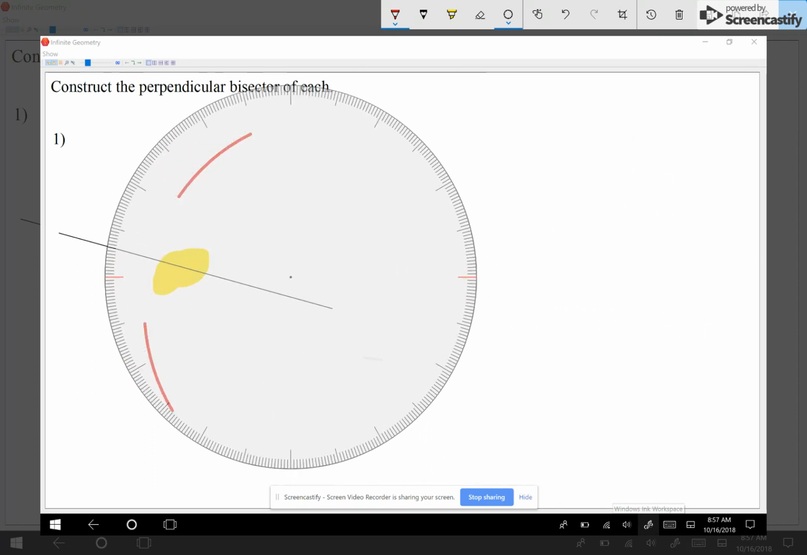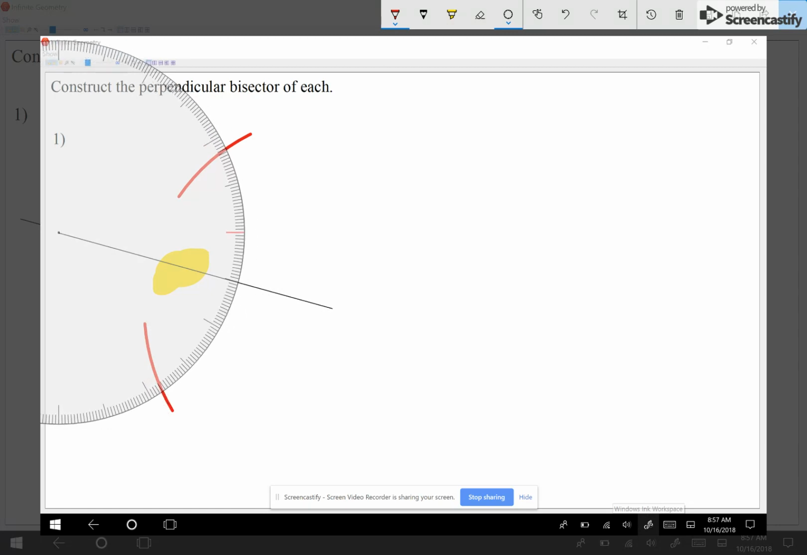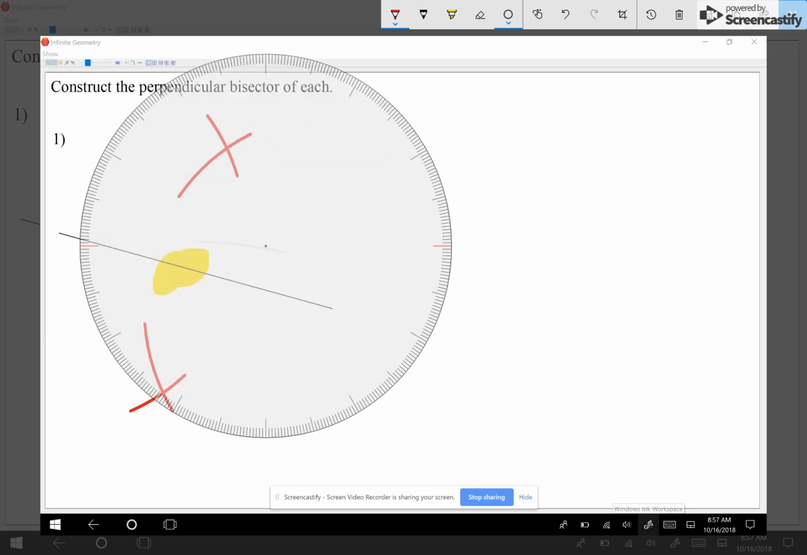Do not change the aperture of the compass. Just center it on the other endpoint of the segment. I'm just going to center it at the endpoint, and do the same thing as we just did before. I'm going to do an arc on one side of the segment, and an arc on the other side of the segment.